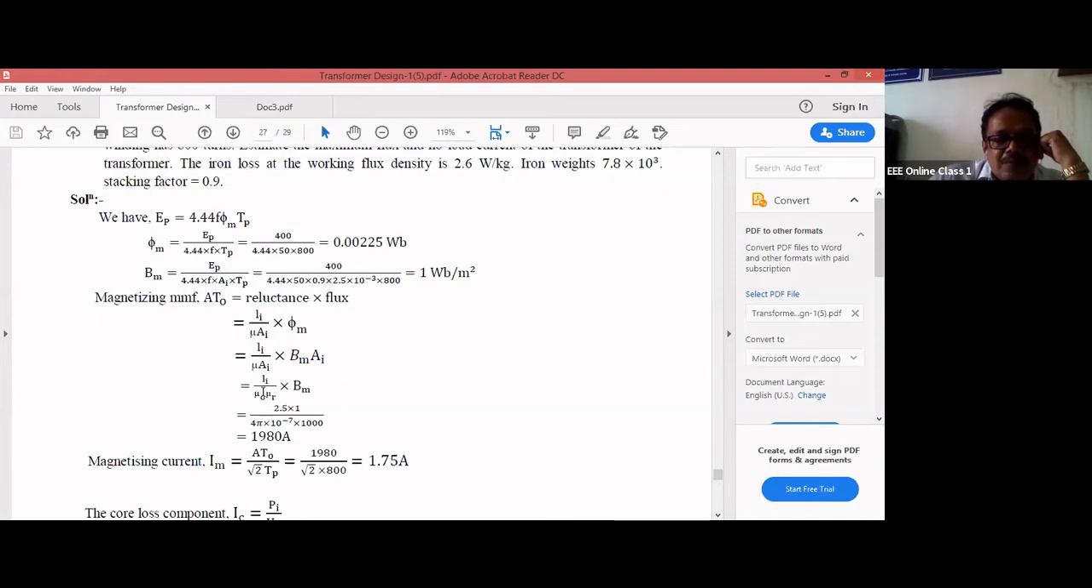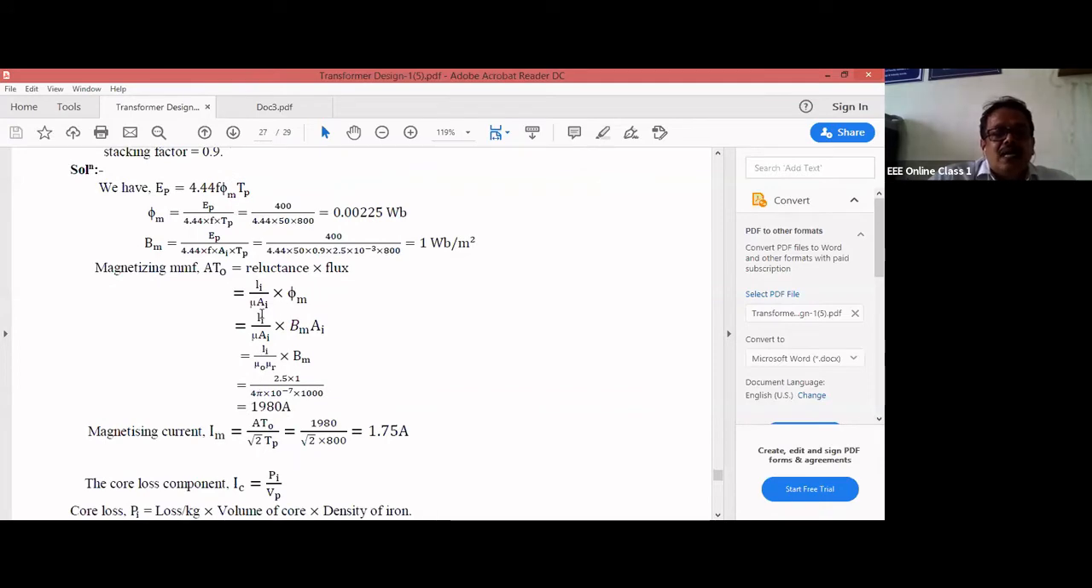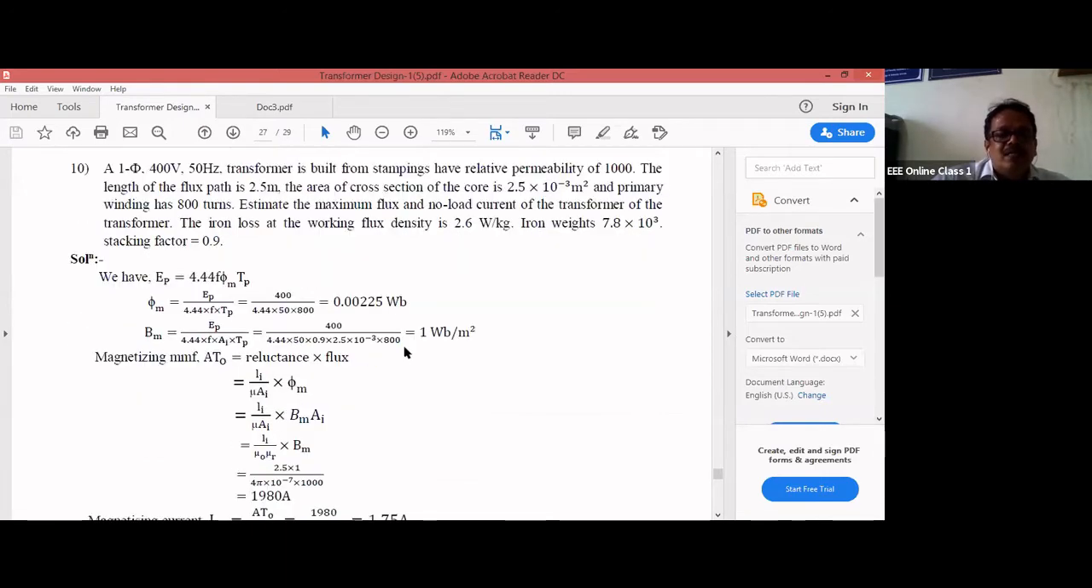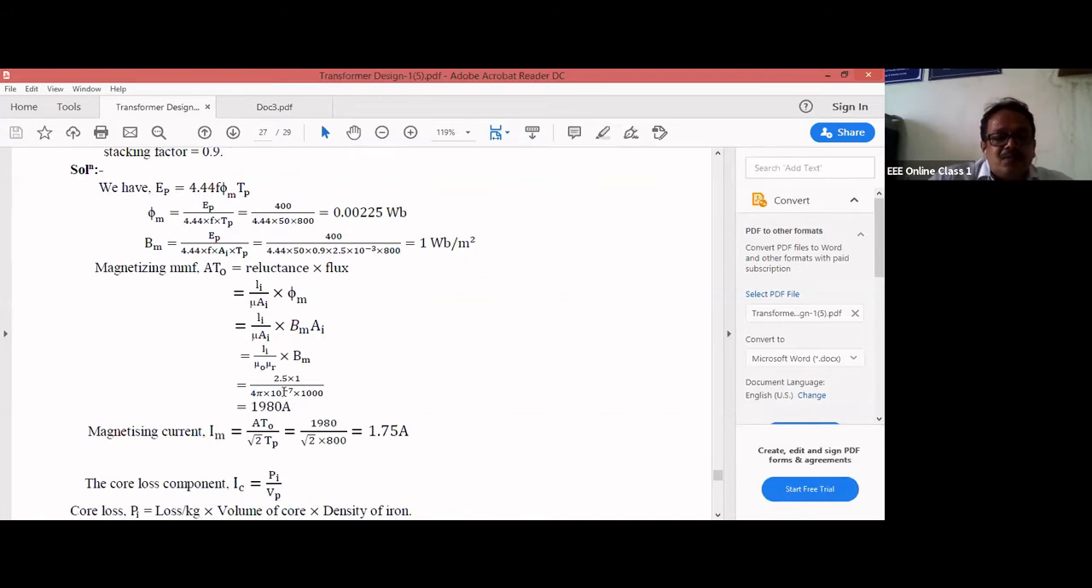Your absolute permeability mu naught and mu r, relative permeability mu r. Into Bm. So what is Li? Li is nothing but the length of flux path. What is the length of flux path here? 2.5 meter.